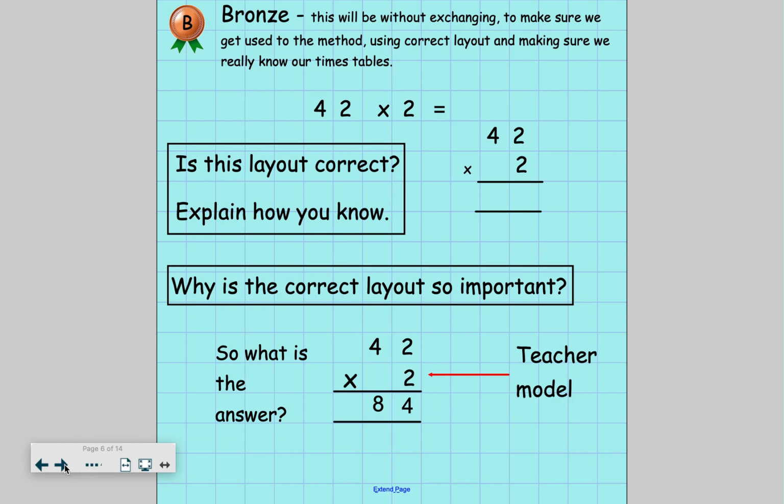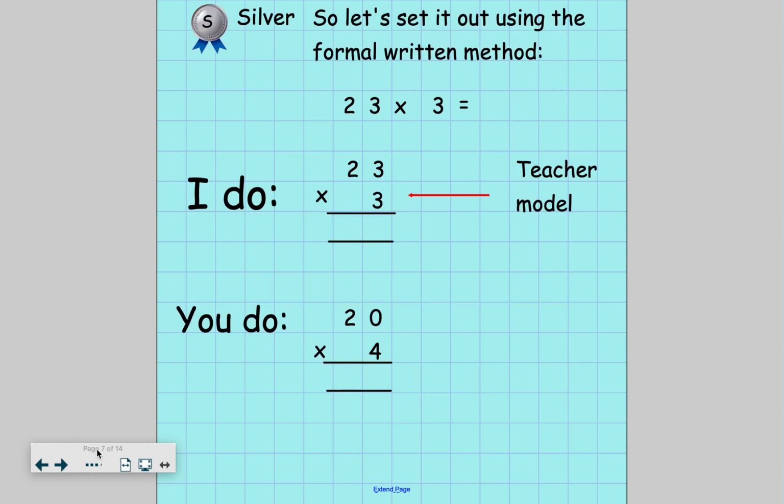Okay, let's have a little look at how it works for silver. Bronze, pay attention because there's not much difference between what you're doing. It's just what you're multiplying by. So I'll have a little go at this. 3 times 3 equals 9. Brilliant. And then 2 times 3 is 6. Good. Okie doke.